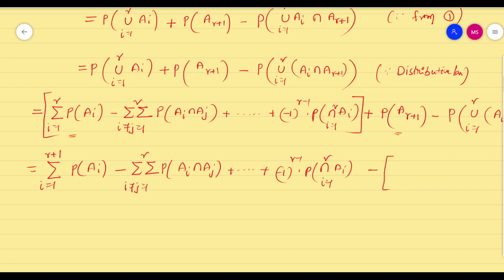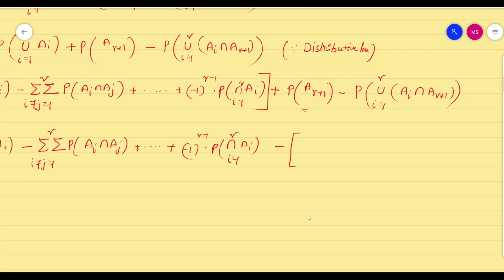And minus, I'm writing this expansion. So see the last term of this expansion. Observe that the union, i running from 1 to r, is all considered as A_i. So P of the union of A_i, i running from 1 to r. From equation 2, it is very easy to understand this, with A_i replaced by A_i intersection A_{r+1}.